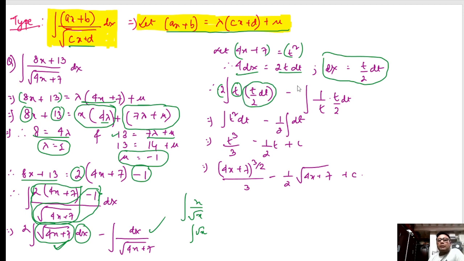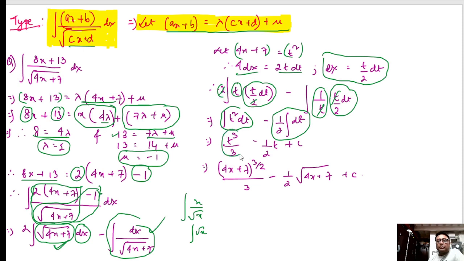Okay, similarly the second part becomes 1 by t and dx becomes t by 2 dt. Clear? So t and t get cut, and 2 and 2 will get cut. So the integration of t square is t cube by 3, plus c, and solving it we get the answer.